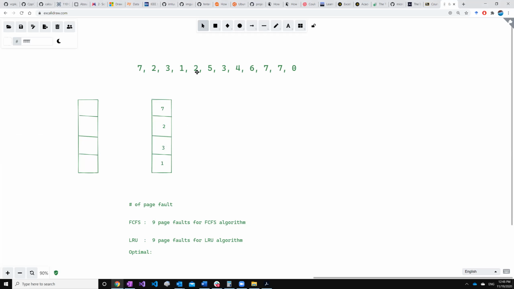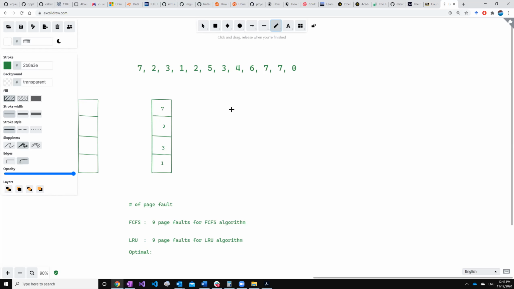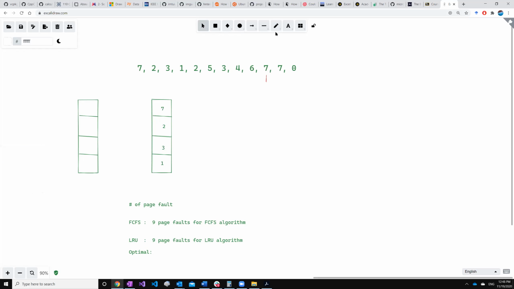Now the next one will be 2, which can be served, and then the next one will be 5. Guys, now I need to load 5 into my table, and I need to replace one of them with 5. So I got 4 candidates, 7, 2, 3, 1. Which will not be used in the longest time? Let's take a look, okay? Now, of course, you will see easily that the 7 will be used here. Let me change to a different color. Okay, 7 will be used here.